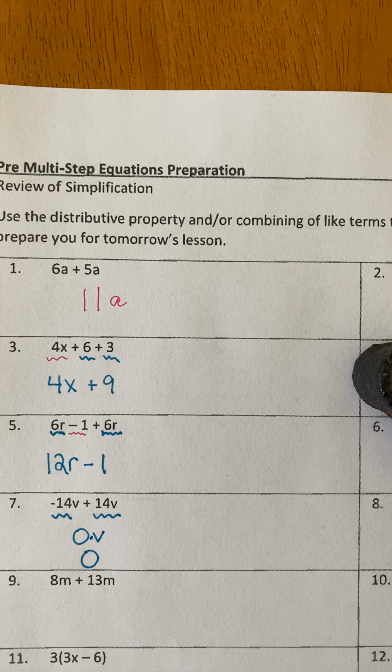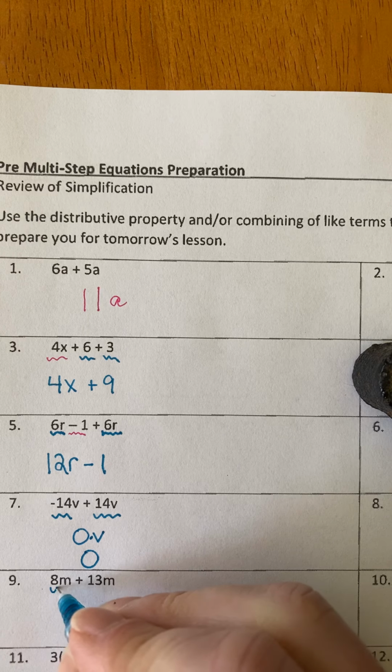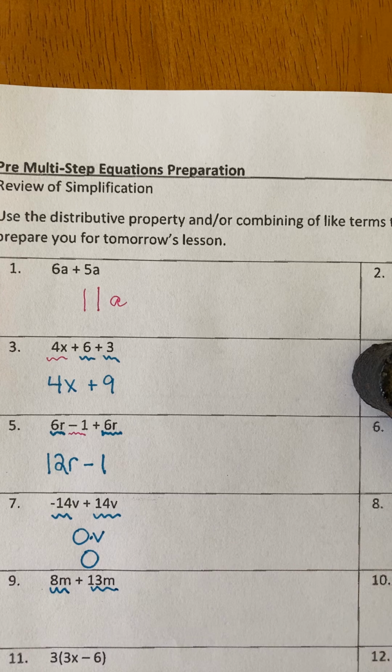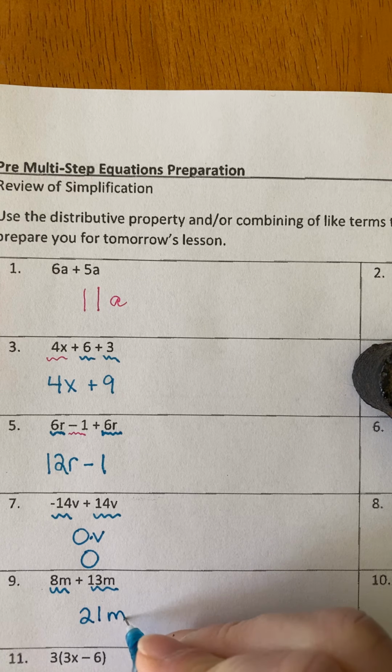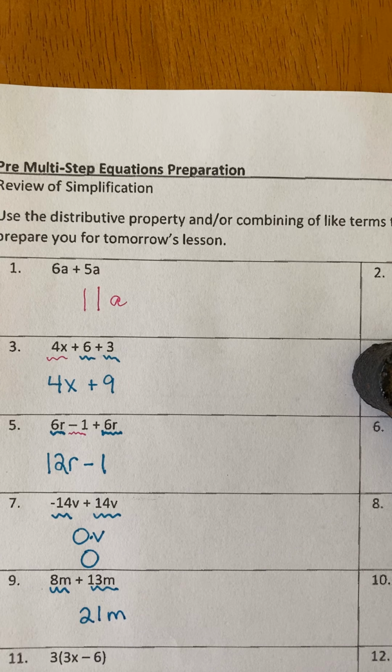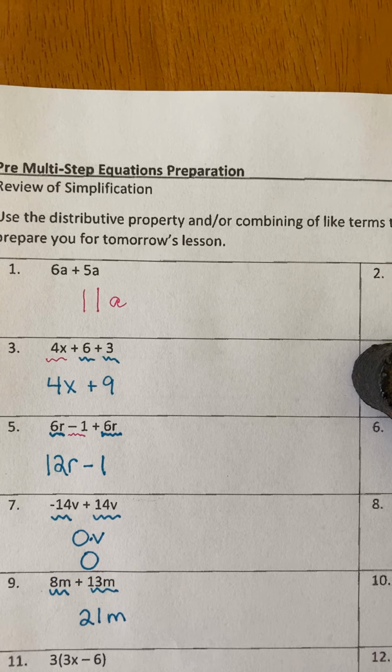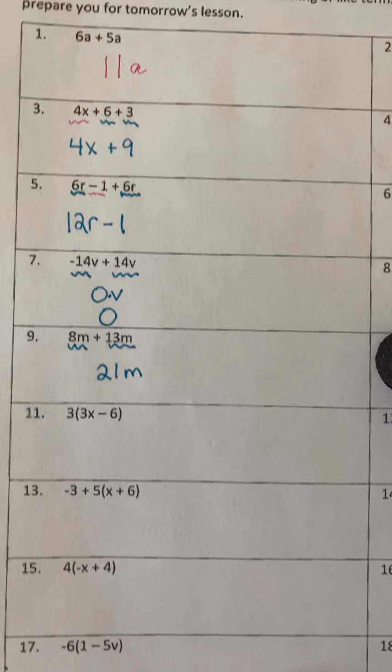All right, so maybe you can try number 9, 8m plus 13m. Can we add those together? Yes, we can. Those are both like terms. 8m plus 13m would be 21m. Okay, let's do a few more.